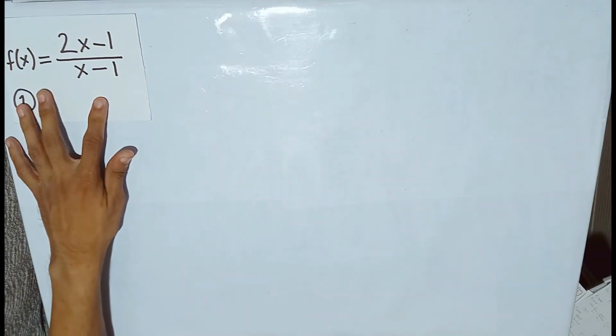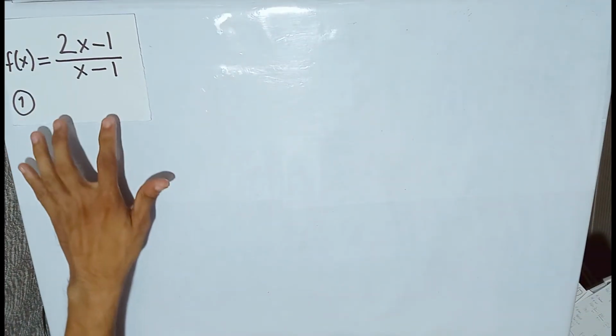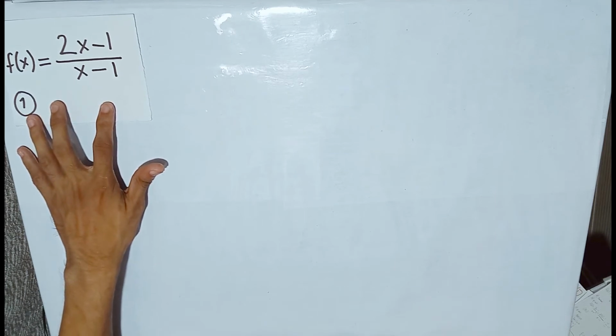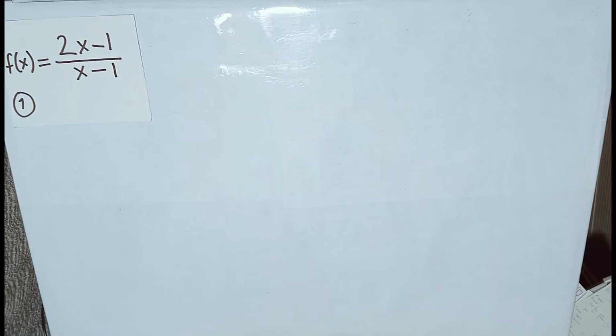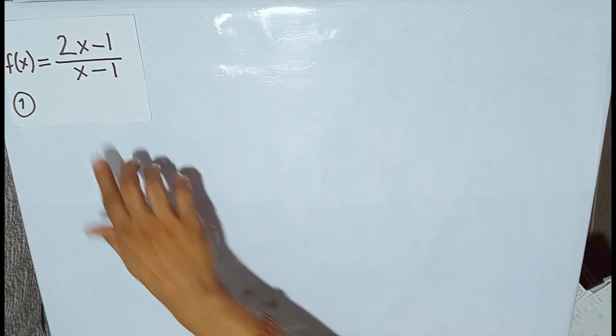Okay, let's start graphing this f of x is equal to 2x minus 1 all over x minus 1. This is our first example. For us to be able to graph this function, we need to follow several steps or strategies. We have 7 steps or 7 strategies in graphing this function.